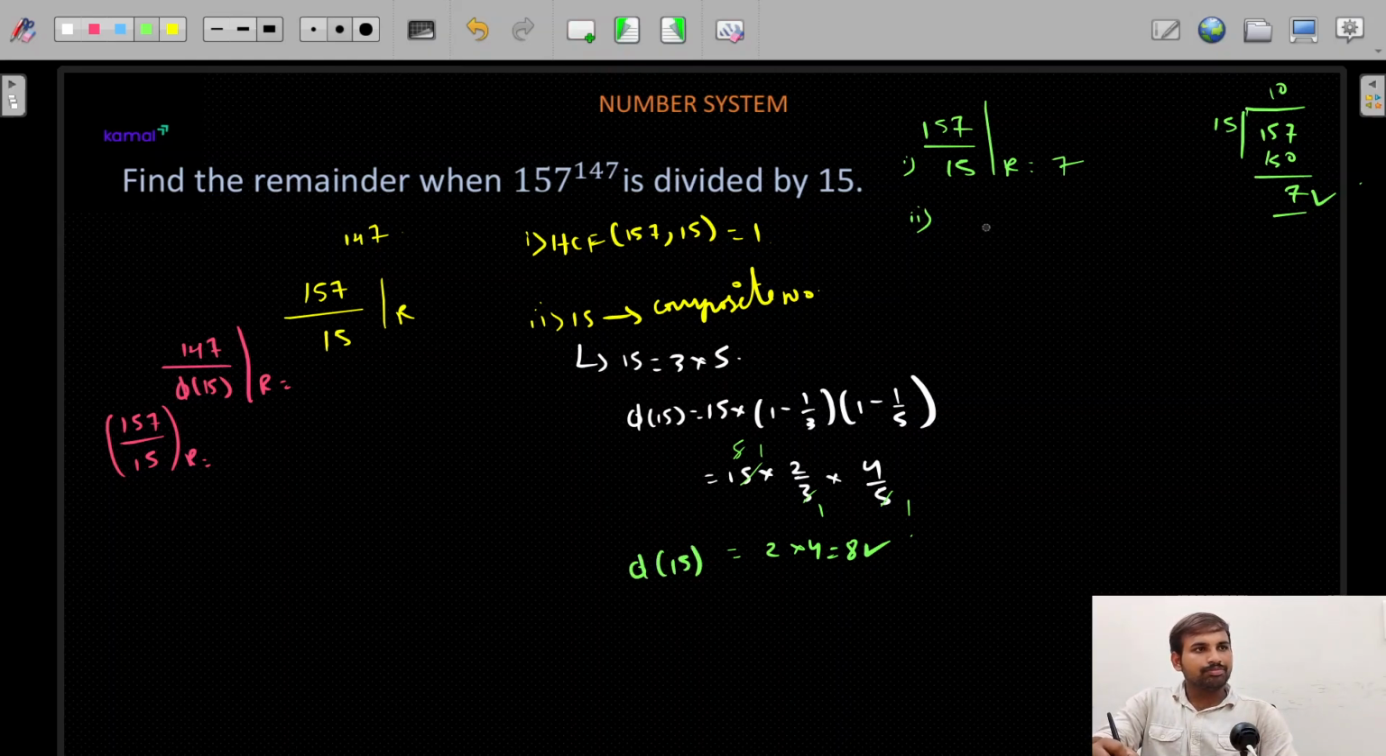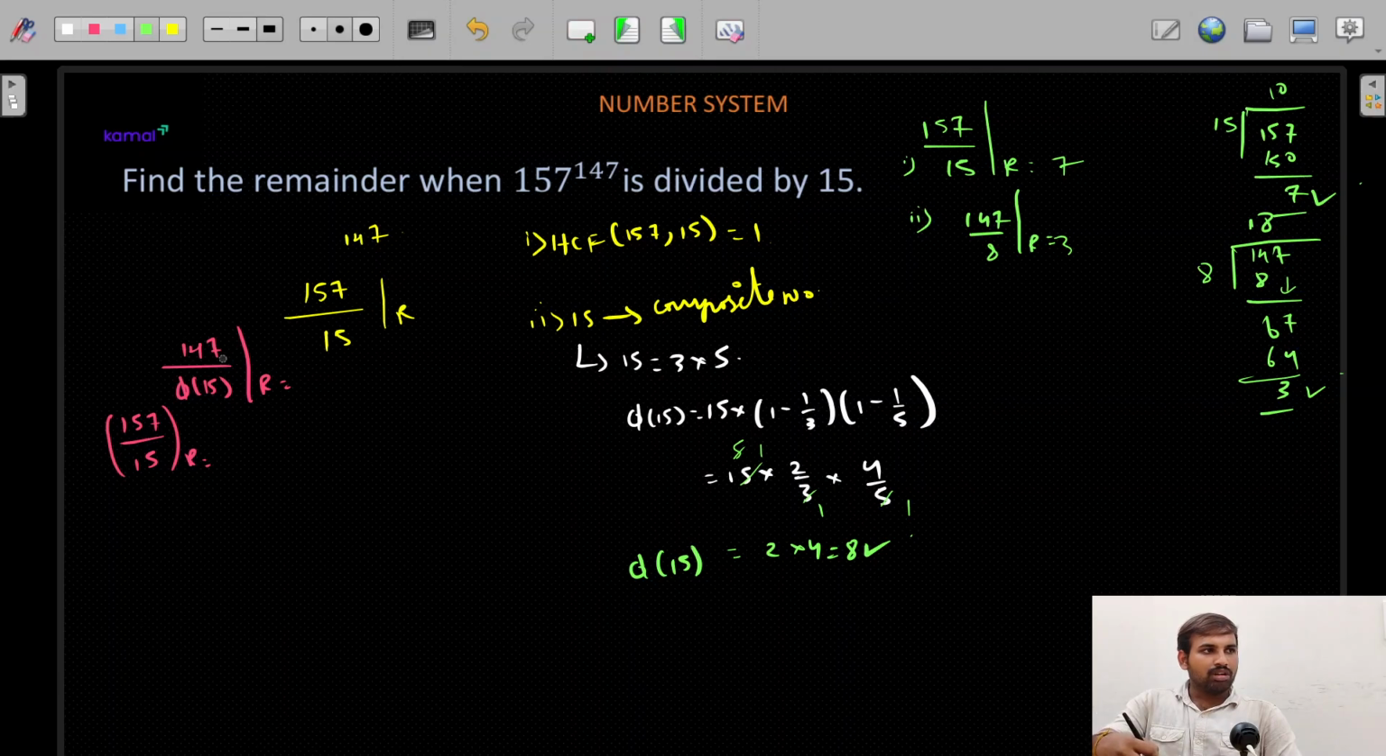So I have to divide 147 by 8 to find my remainder. 8 ones are 8, remaining 6 will be there, and then the 7 here will become 67. I know 8 eights are 64. The difference between 67 and 64 is 3, which means my remainder is 3. So instead of these bigger numbers 157 and 147, I can replace them with the remainders.